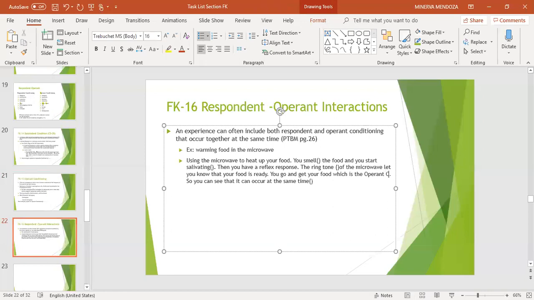I put those parentheses there so you can fill in the blanks with the US and NS and all that, because I'm so bad in this. So you see, that one is a little tricky because it's a lot back and forth. So the smell of the food coming out from the microwave, is that an unconditional response?